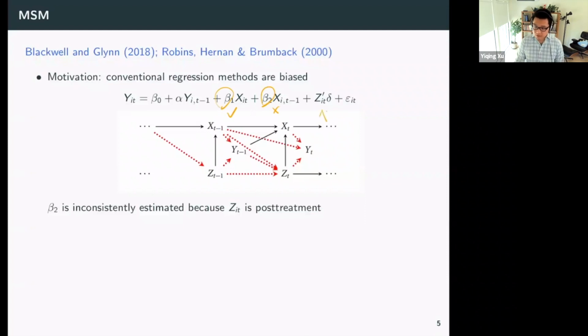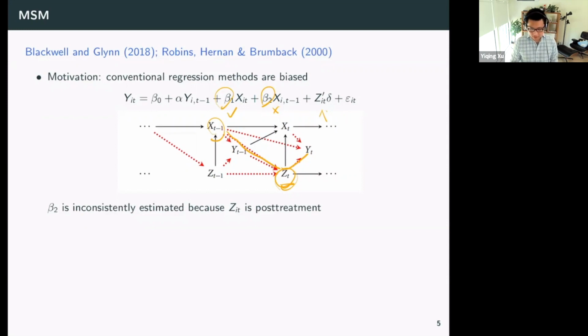The reason why beta 2 will be inconsistent is because Z_it is post-treatment, right? If you look at this graph, X_{i,t-1} through Z_it affects Y_t. If you condition on Z_t, the post-treatment variable, the effect of X_{t-1} will be attenuated, because you condition on a post-treatment variable. Does that make sense? Okay. But X_it is fine because you want to estimate X_it, and you block X_{t-1} and you block Z_it, and that is all you need, right? There's no additional leakage from X_it to Y_t, so that is fine.